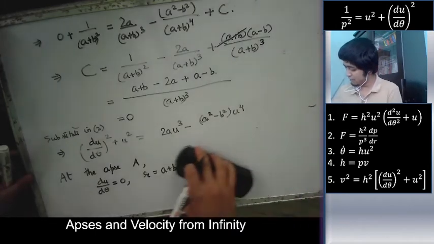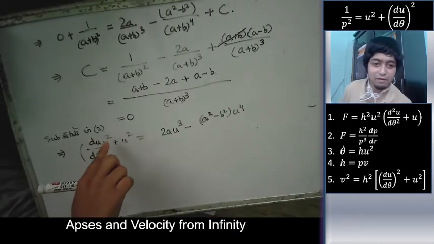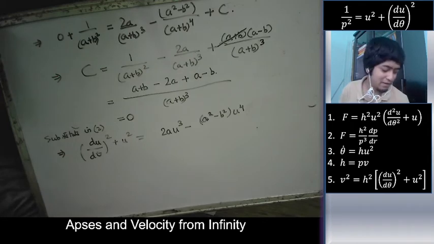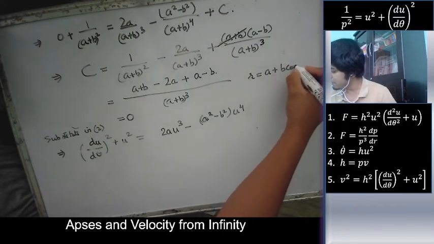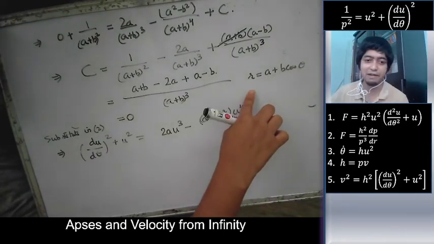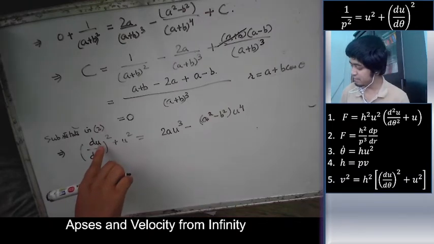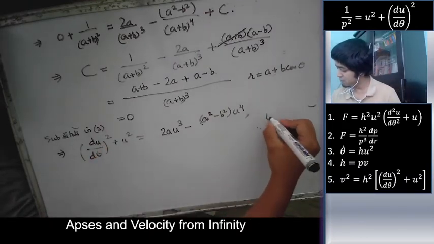Now that we have got this one, remember that we want to find the path. The path is given by r equal a plus b cos theta, if you remember. So we have to change everything into r again. How will we do that? Now we will use u equal 1 by r.